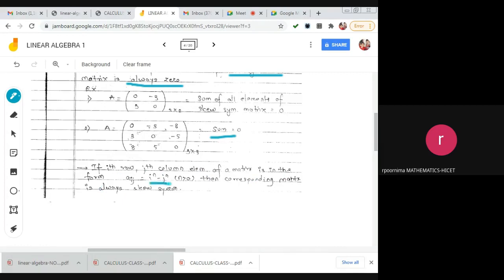So if the ith row, jth column term of a matrix is in the form Aij is equal to i power n minus j power n, where n is greater than 0, then the corresponding matrix is always a skew symmetric matrix.